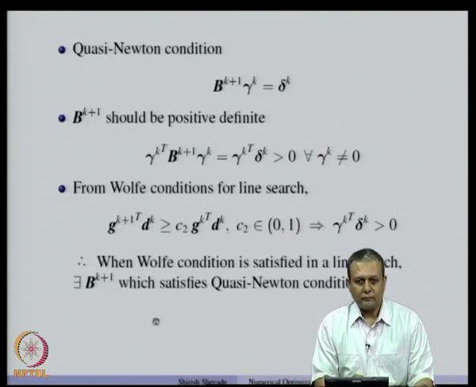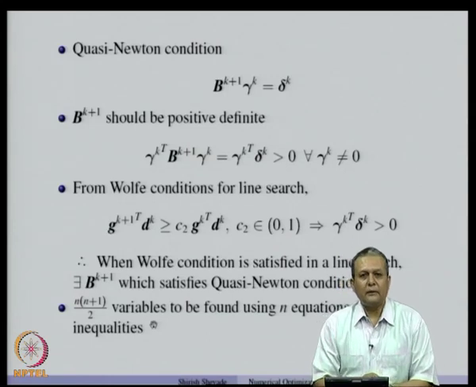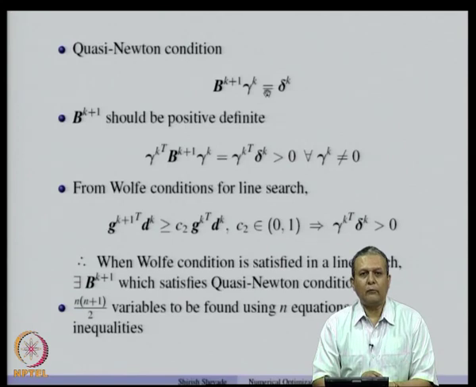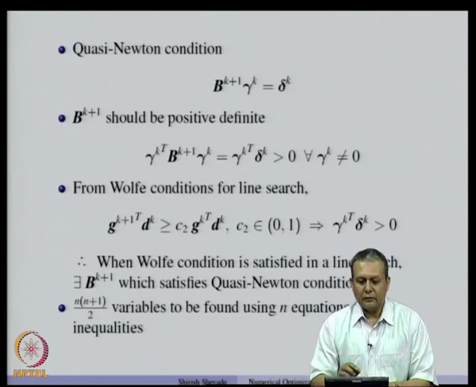But what are the ways to get Bk plus 1? This is the question we started answering in the last class. Note that this Bk plus 1 is a symmetric matrix. So, it has n into n plus 1 by 2 variables, and there are n equalities that one has to satisfy, and moreover Bk plus 1 should be positive definite, and therefore, all principal minors should be positive. That results in n inequalities. So, you have n equations and n inequalities corresponding to positiveness of n principal minors, and we have n into n plus 1 by 2 variables.